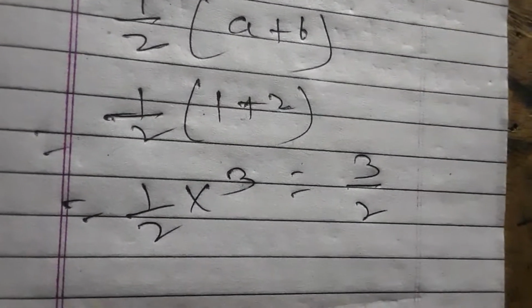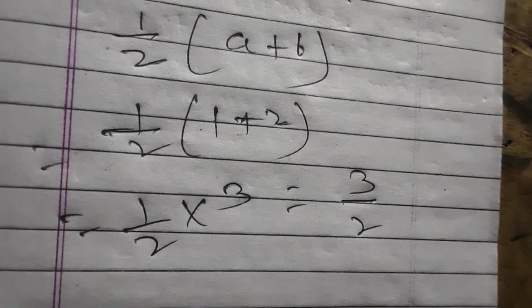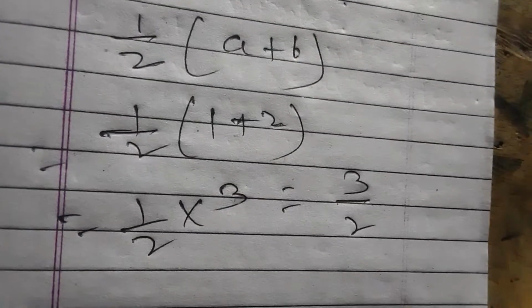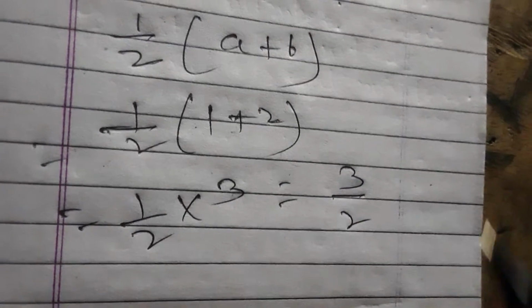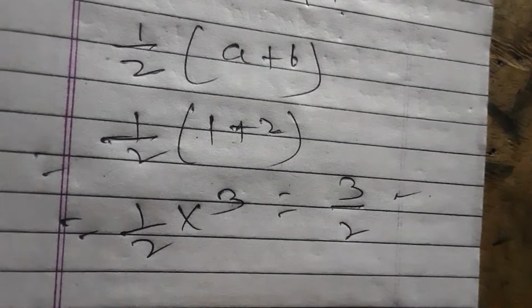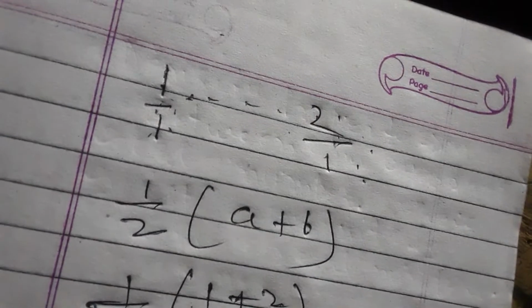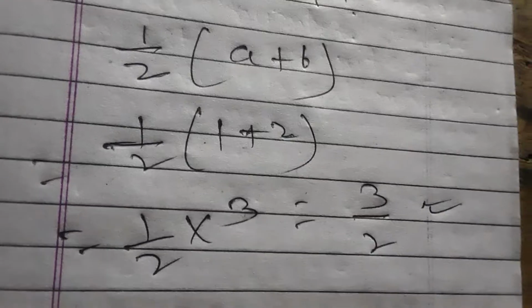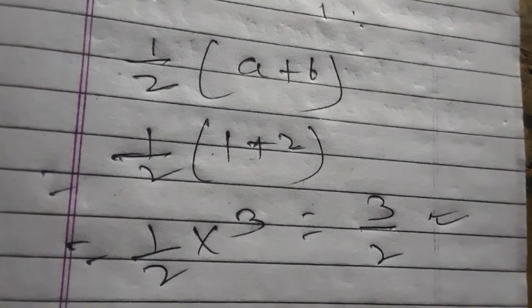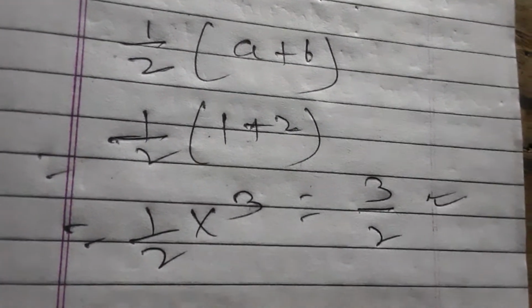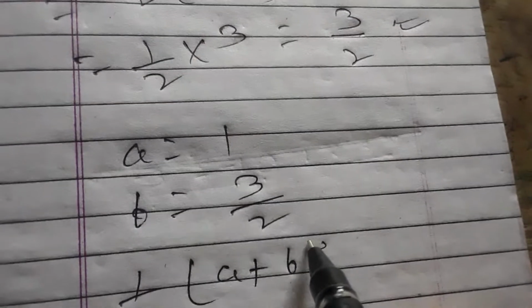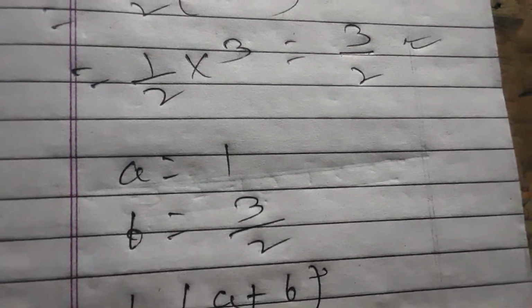Suppose that you have to find one more rational number between 1 and 2. Then how will you find it? Same activity. In standard 8 also you have studied about this. Same activity means here a is equal to 1 and b is equal to this 3 by 2. Again 1 by 2 (a plus b). So a means 1 and b means 3 by 2.